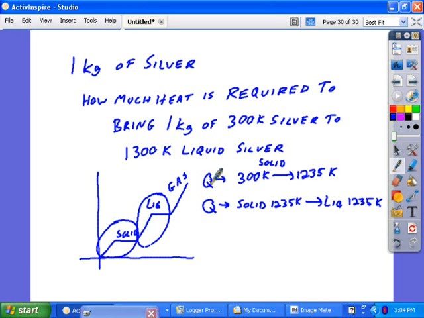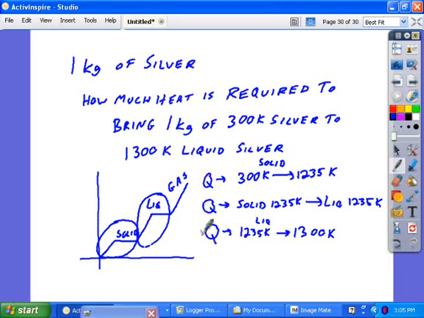So there's a certain amount of heat required to heat it from cold silver to hot silver. There's a certain amount of heat required to turn it from solid silver to liquid silver. And there's going to be an additional amount of heat required to bring it from, even though we're talking about very, very high temperatures here, cold liquid silver to hot liquid silver. So there's a certain amount of heat that is going to be required to take it from 1235 Kelvin liquid silver up to 1300 Kelvin liquid silver. Okay, so there's 3 different math problems that I need to do.